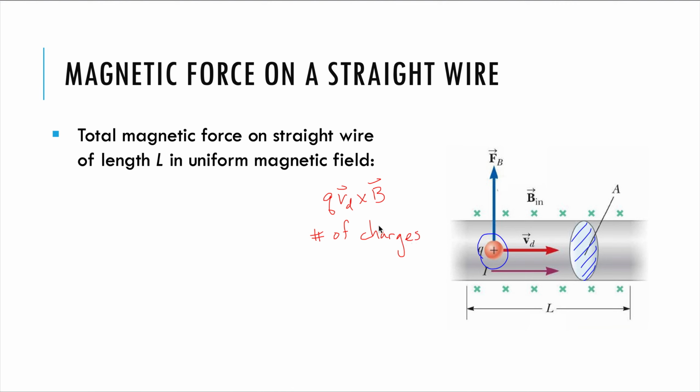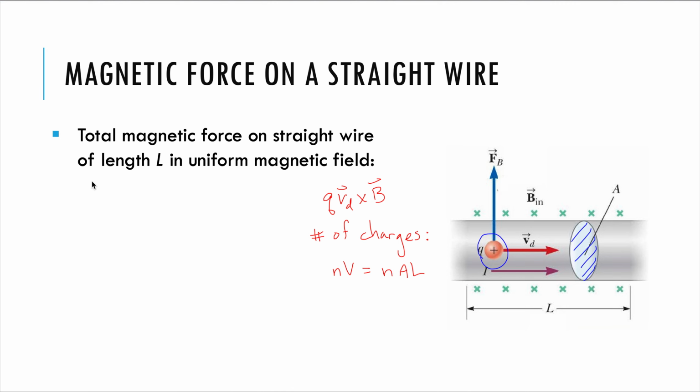We can write the number of charges as n times V. If you remember, the little n is the number of charge carriers per unit volume. So if you multiply it by volume, then you get the number of charge carriers, or the number of moving charges. And then we can rewrite the volume as the cross-sectional area times the length of that wire. So n A L. So we're almost done.